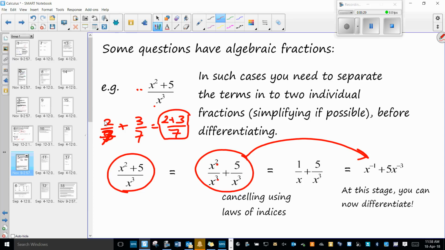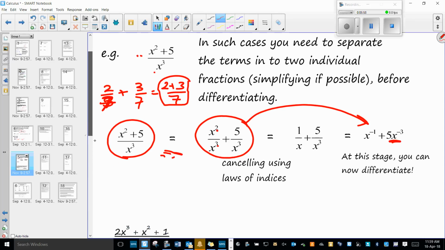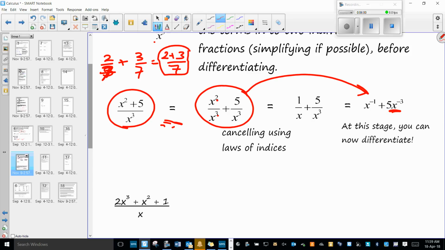Can we do anything with this 5 over x cubed? No, because there's no x's on the top. Therefore, all we would do is rewrite it in the way we were just talking about, and we would bring our power from the bottom to be a negative power. Now note, we've had to do all of this work here before we've even tried to differentiate it. So if you're asked to differentiate expressions like this, you need to show all these steps of working. Try not to do too much in your head, because that's when some silly mistakes are made.